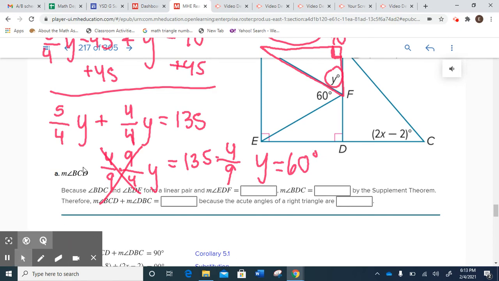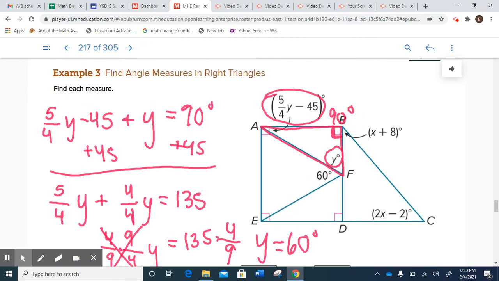So let's go back up here to the top. It wants us to find each measure. So I'm thinking that it wants us to plug this y back into these two equations. So if y is 60, that means this corner is 60 degrees. Okay, and instead of plugging it back into the formula, I do know that angle A will be 180 minus 90 minus 60, so that leaves 30 degrees. So that would be the easier way to get that leftover angle.